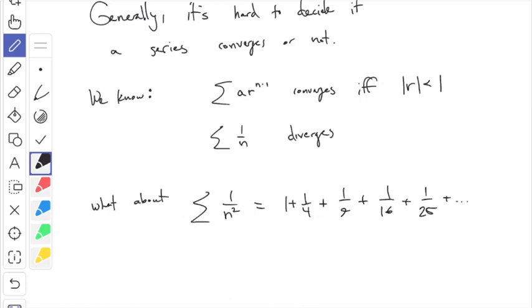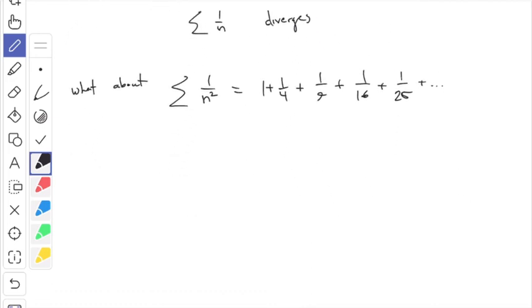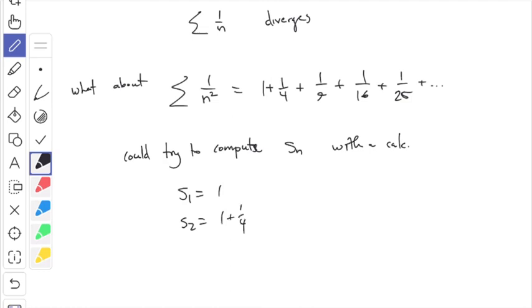Actually, this series has been studied for a long time. It comes up in some real-world scenarios. In modern times, we can try to just compute the values of Sn with a calculator. Like S1 is 1, S2 is 1 plus a fourth, S3 is 1 plus a fourth plus a ninth. I'm not going to do those by hand, but you could use a computer. You could compute 1,000,000 of these very easily using a computer.